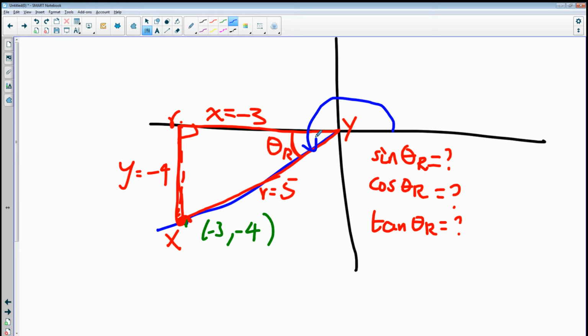So tune back in to look at how to compare our trig ratios of our general angle to that of a reference angle, and how we can use that to help us find trig values of specific angles.